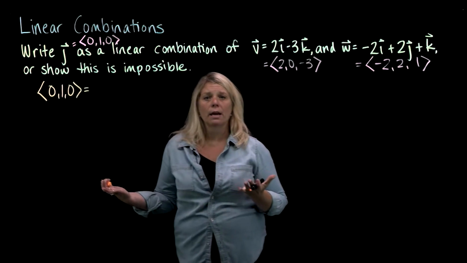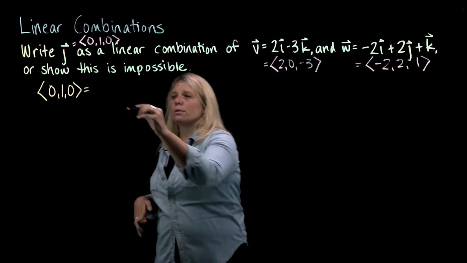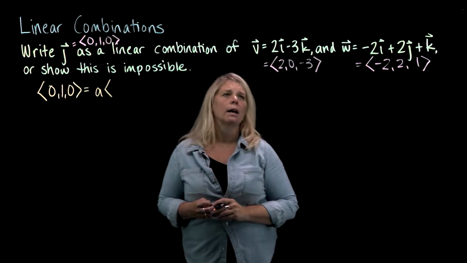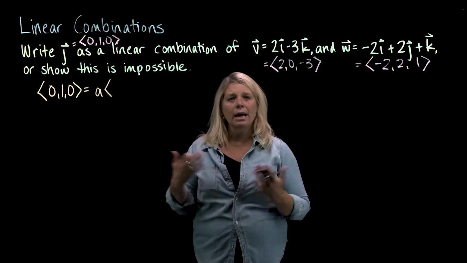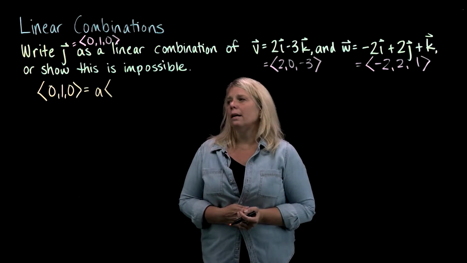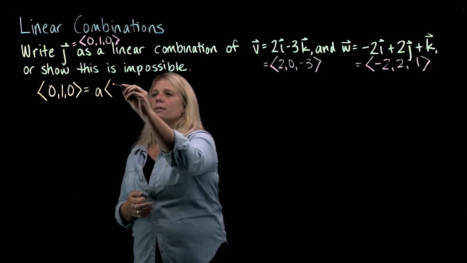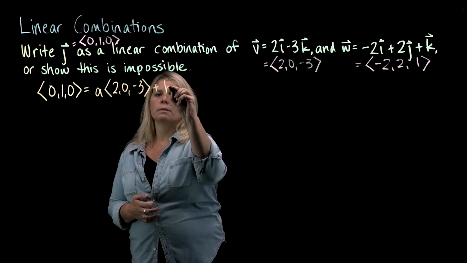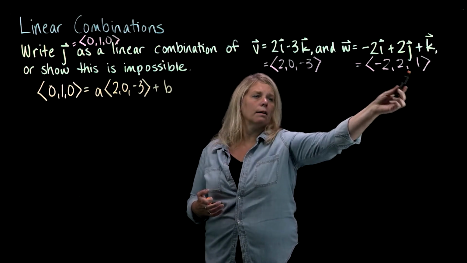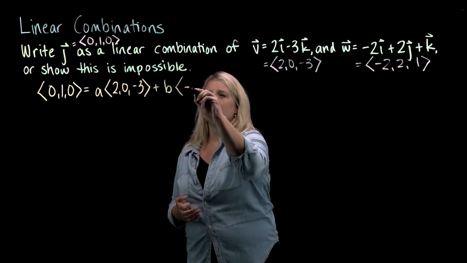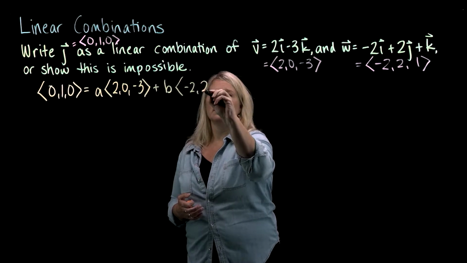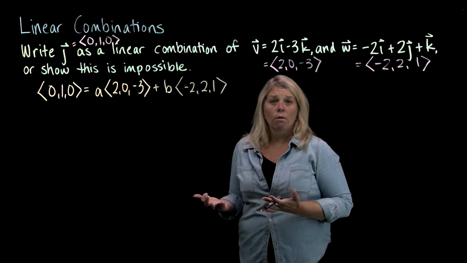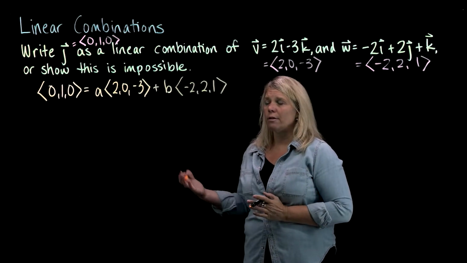So I don't know what those scalars might be. Sometimes students just start by trying numbers, but that's not usually a very efficient way to do that. But I'm just going to use A to represent some unknown scalar here, times one of the vectors, plus B, another unknown scalar, times the other vector here. So what I want to do is find scalars A and B that make this equation true, or show that that equation is not ever true.